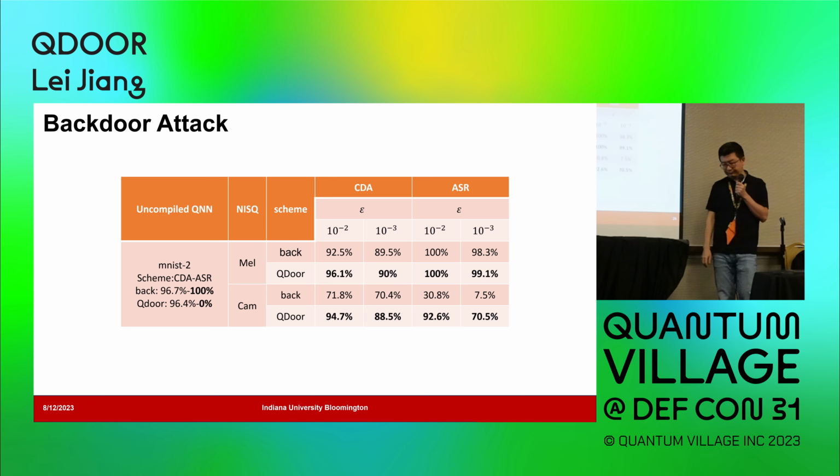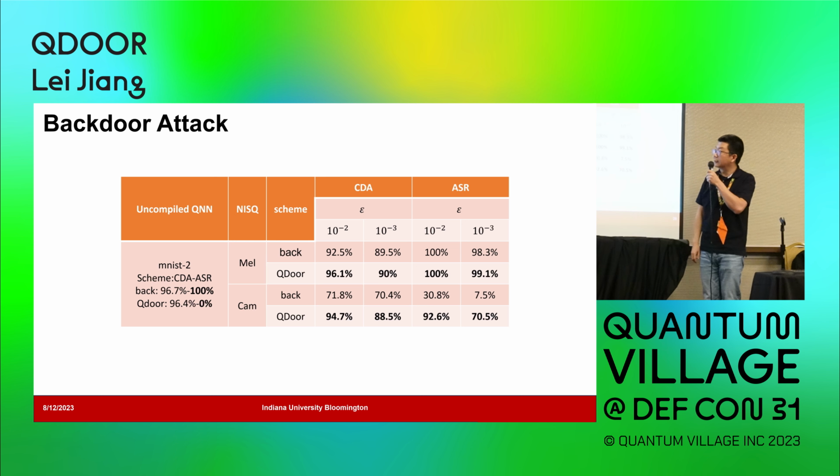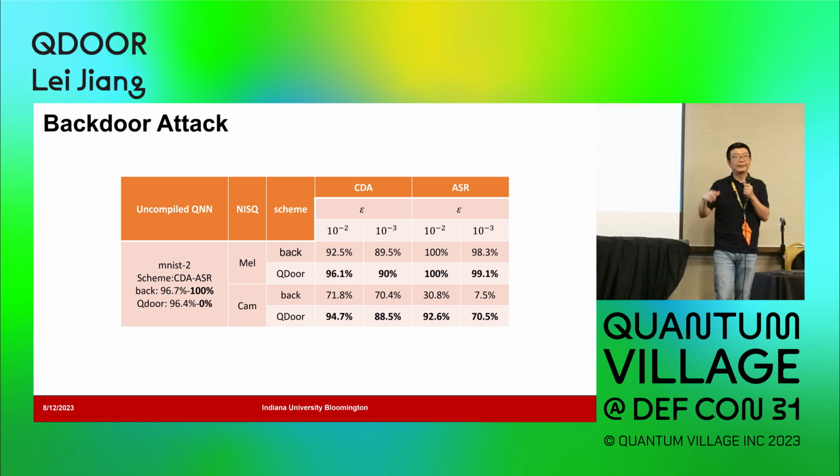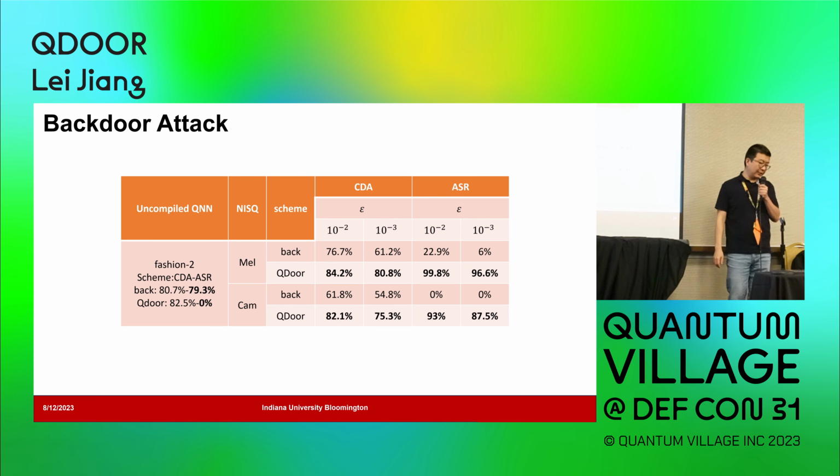And then we also try the backdoor attack here. For the backdoor attack, in the uncompiled QNN, we can achieve similar clean data accuracy as the classical backdoor. And in the uncompiled QNN, the classical backdoor is directly activated, so the ASR here is 100. But for us, it's 0 because our QDoor is not activated. Only after the approximate synthesis, the QDoor is activated, and then we can achieve higher ASR than the classical backdoor attack, because the classical backdoor attack may be destroyed by the approximate synthesis. And we can achieve a similar result on the fashion dataset.